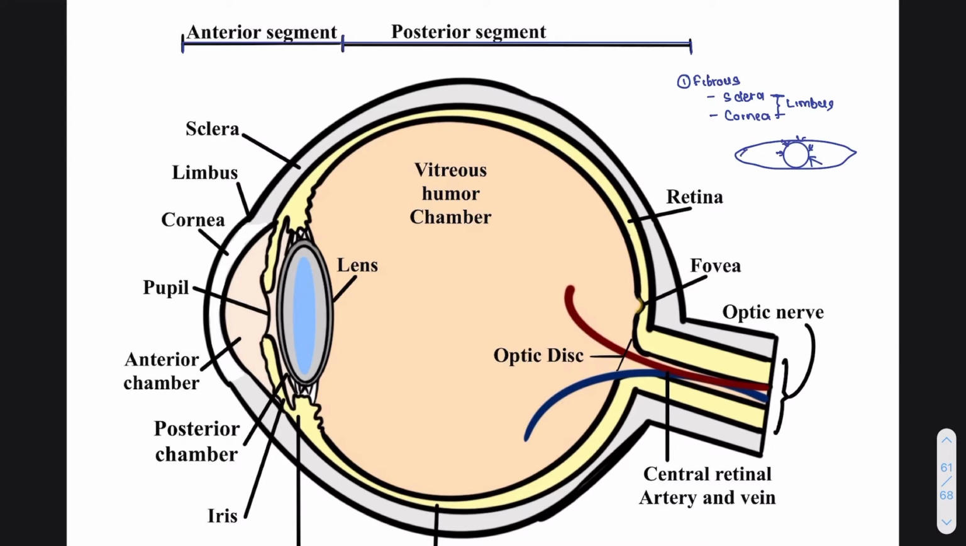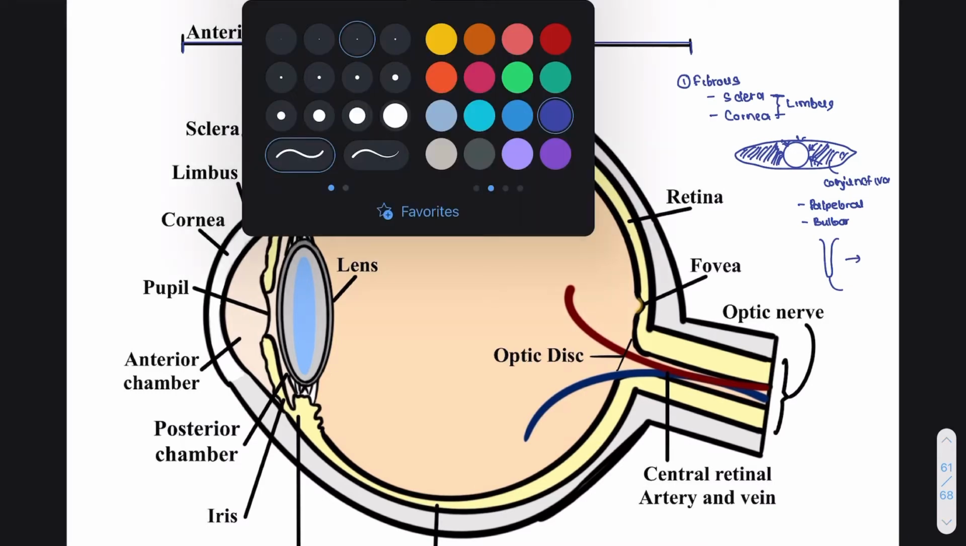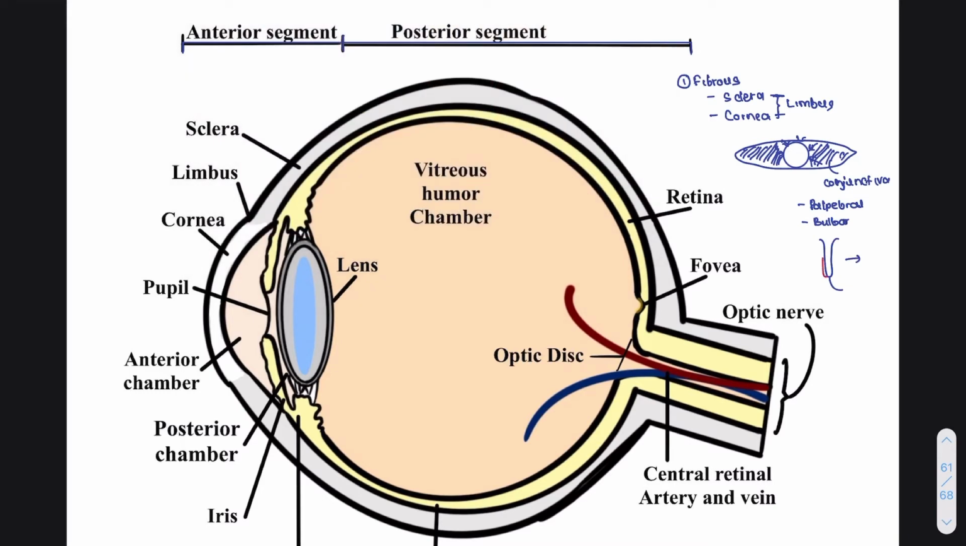Next, surrounding the sclera is the conjunctiva. There's the palpebral conjunctiva. There's the bulbar conjunctiva, which if you are to take a look at the eyelid, if this is the outer aspect, inner to that we have the palpebral conjunctiva, and when it comes onto the surface of the eye, it becomes the bulbar conjunctiva.